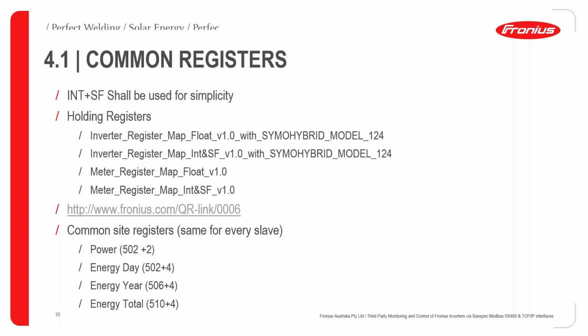Before we delve into registers and bits and pieces, one thing to realize is that there are common site registers. When we say common, that means those registers can be addressed from any slave. The numbers in brackets are the actual register addresses. Let's say you have 10 slaves: if you try to see the site power, 502 plus 2 registers will be the same from any slave, for your information.